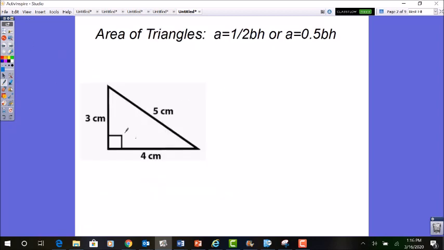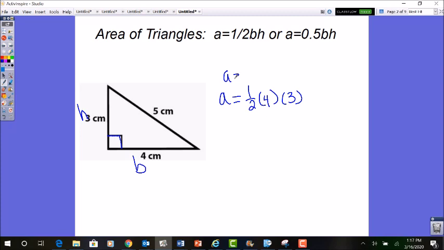So we have some simple ones here. Here we have a right triangle, so we see the right angle right here. And so the base and the height always meet at that right angle. So in this case, we're going to do 1/2 times the base, which is 4, times the height, which is 3.